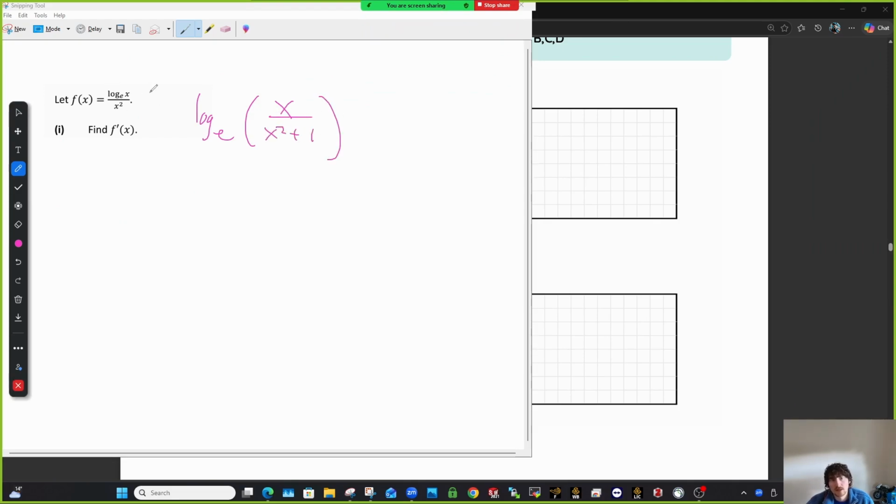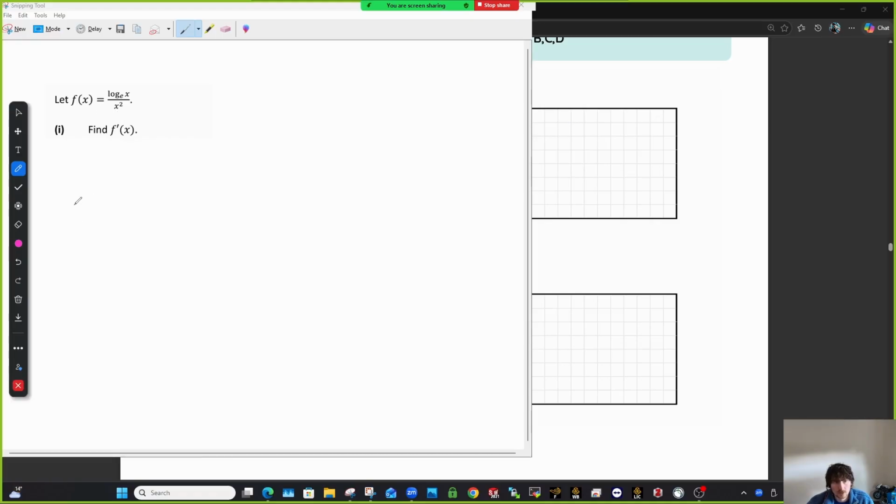Okay, so in this scenario here, you'd apply a rule of logs first of all, where you'd rewrite this as log e x take away log e x squared plus 1, and then you take the derivative of these two guys, you know? But that's not what this is here. This is just a straight up quotient rule, okay?